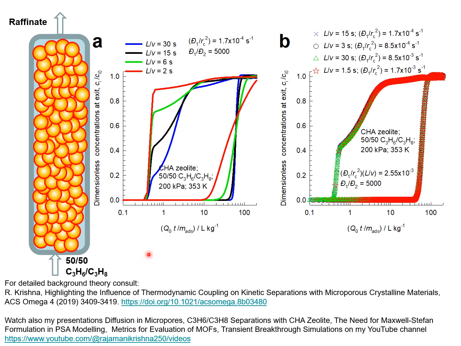Let's consider a different set of simulations, 4 in number, in which the product of the contact time and the diffusional time constant is maintained the same at a value of 2.55 times 10 minus 3 by having different values of the diffusional time constants, such that the product of the diffusional time constant and the contact time remains the same. The ratio of the Maxwell-Stefan diffusivity is also maintained the same at 5000.